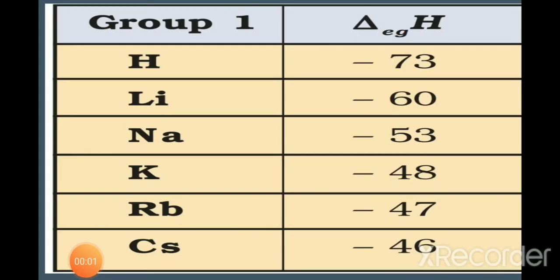The electron gain enthalpies of hydrogen, lithium, sodium, potassium, rubidium and cesium are given here. See the sign of the electron gain enthalpy values given here. It is negative. Negative sign shows that when these atoms gain an electron, energy will be released. Therefore, the process of addition of electron to these atoms will be exothermic. The process is exothermic because the sign of delta H is negative.